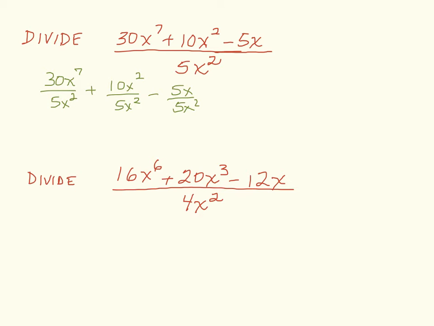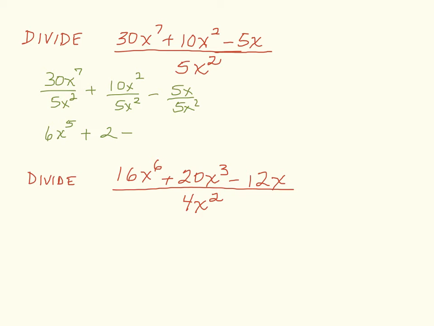30x to the 7th over 5x squared. Well, 30 divided by 5 is 6. X to the 7th divided by x squared is x to the 5th. Plus, now, 10 divided by 5 is 2. X squared over x squared is just 1. So all we have is 2 there. 2 times 1 is just 2.